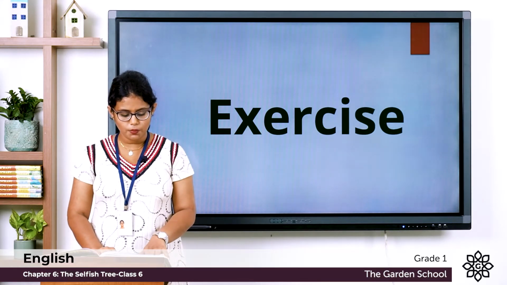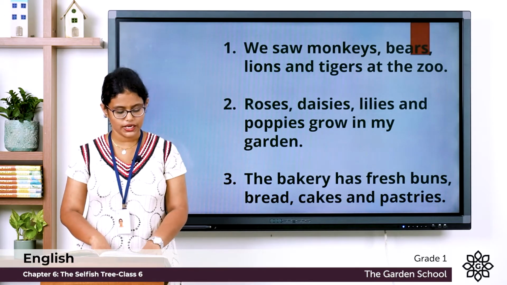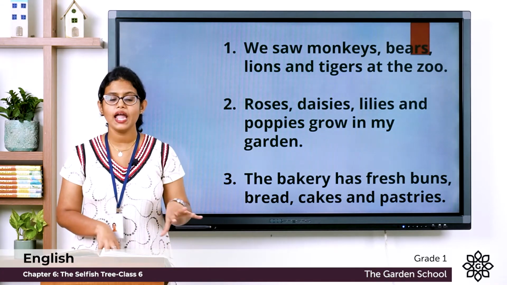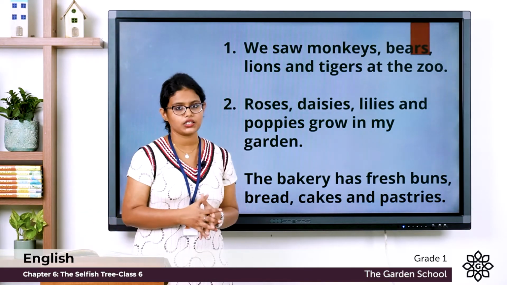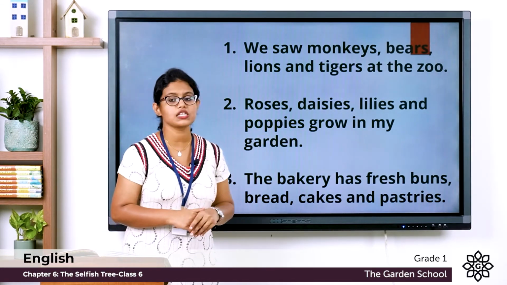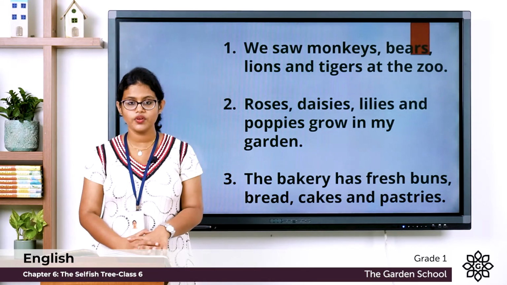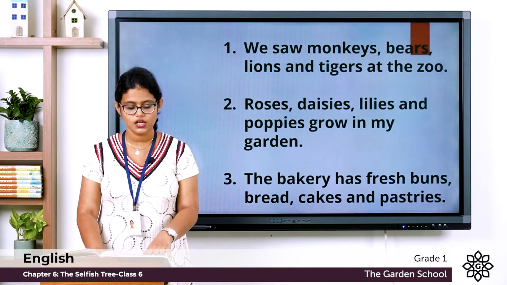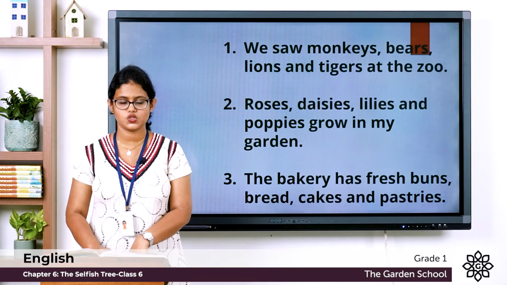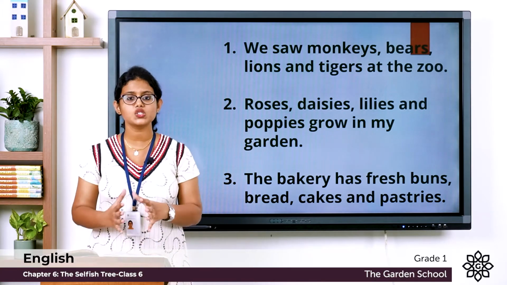See, put commas in the correct places in these sentences. First one: we saw monkeys, bears, lions and tigers at the zoo. You need to put comma in the correct place. So, we saw monkeys, comma, bears, comma, lions and tigers at the zoo. We do not put comma before and. Then, second one, how do we put comma? Roses, comma, daisies, comma, lilies and poppies grow in my garden. It tells about flowers. It is more than two flowers, so you can put comma to separate them.